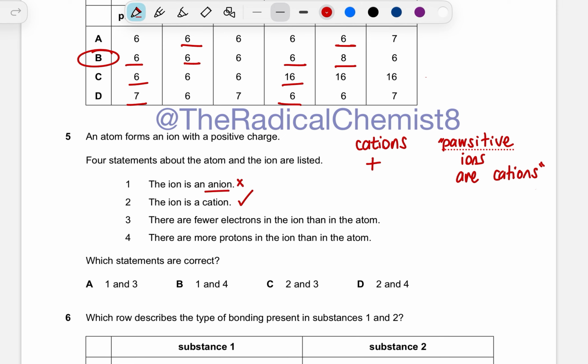Anions are negatively charged ions. Cations are positive. Then you need to remember that atoms are normally neutral because they have the same number of electrons and protons.